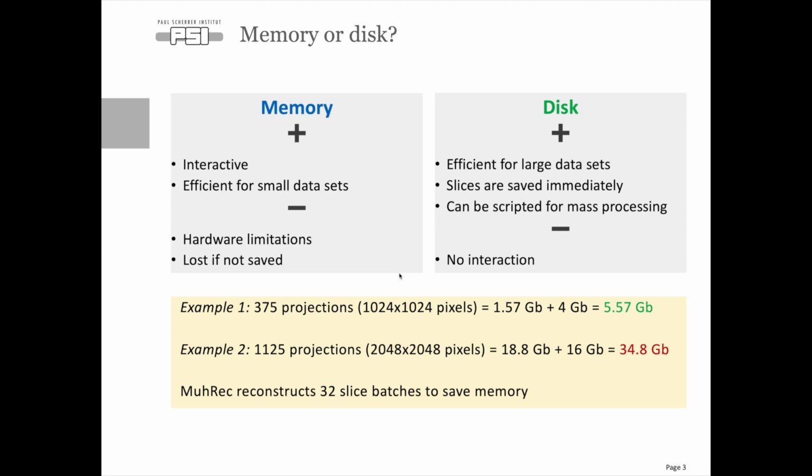What Murex is doing is that it's trying to handle this problem by only reconstructing 32-slice batches, and with that you will save a lot of memory. So instead of these 1.57 gigabytes and the 18.8 gigabytes, you only have some 100 megabytes active in memory for the slices. And also this part is reduced radically. So you can actually reconstruct very large data sets without the need to have a lot of memory. Murex was actually developed on a 2 gigabyte computer, and it worked without a problem. So it is actually possible to reconstruct large data sets also with Murex.